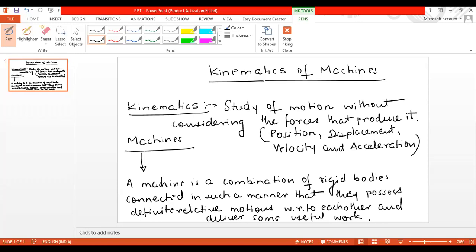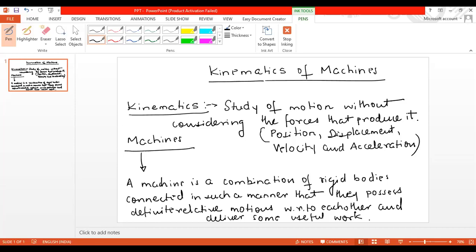So this is the definition of a machine. What is a machine? It is basically a combination of rigid bodies. If you see any mechanical device, you will observe that it is basically a combination of several elements. These elements are generally considered as rigid bodies. And these bodies are connected or arranged in such a way that if you disturb one rigid body, it will produce a definite motion for the other rigid body.